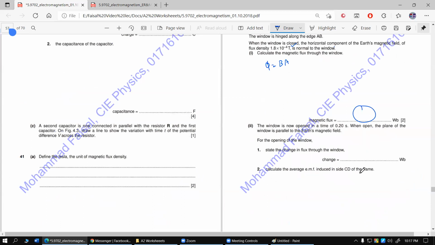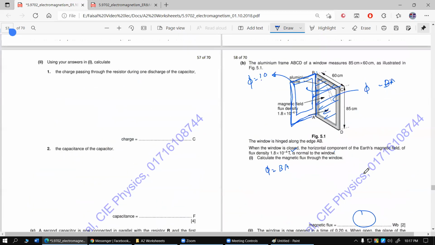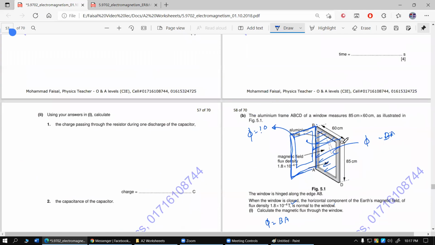Calculate the average EMF induced in the side CD of the frame. Now, if you wonder why they are asking us about the side CD only, here is the reason. The EMF that will be produced along the lengths BC and AD will cancel each other out. You should understand this from our earlier discussion of the generator, where I showed why the two opposite sides cancel each other's EMF.